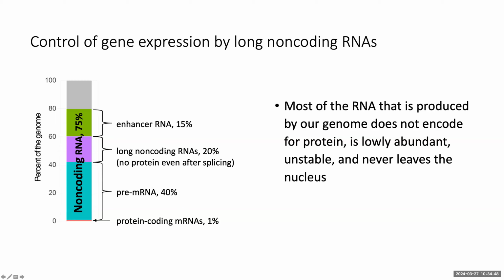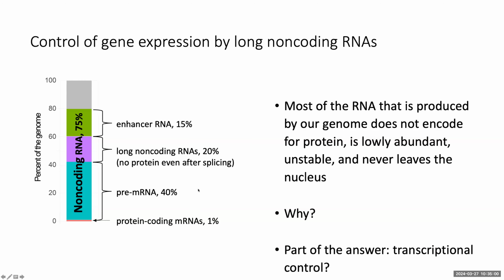And I think it's a reasonable question to ask, looking at this data, why? Why do our genomes make so much RNA if most of it doesn't leave the nucleus and is going to get turned over shortly after it's produced? Of course, there are many answers to this question, but we would like to think that at least part of the answer is that some of this RNA may play important roles in controlling transcription.